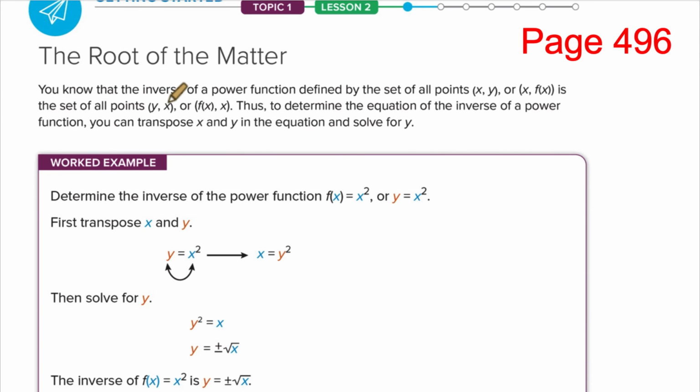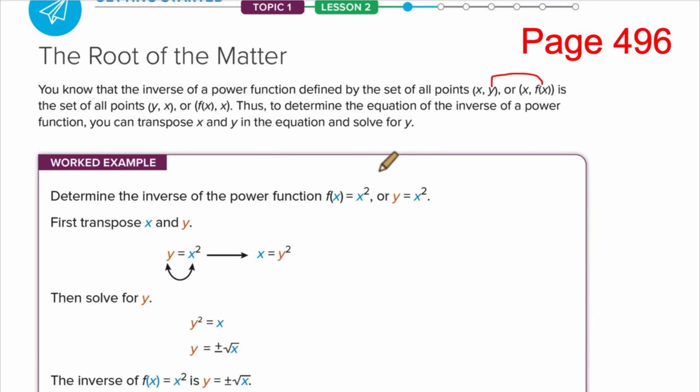We're going to look at the root of the matter. This is page 496. Last lesson we talked about inverses, right? So the inverse is when you switch x and y. So we know the inverse of a power function is defined by the set of all points (x, y), or (x, f of x), which is the same as y, right? I mean, we interchange those. And the inverse will be the set of all points (y, x), or (f of x, x). It's just switching these, right? That's what the mastery check for lesson 1 was on, just switching x and y.